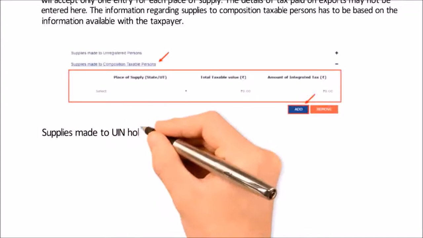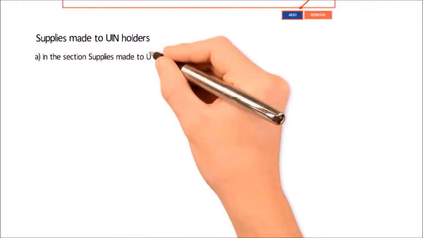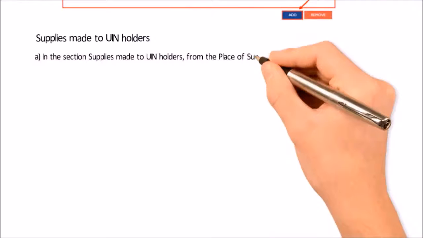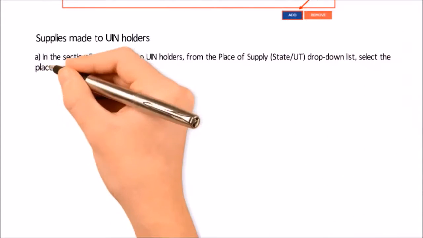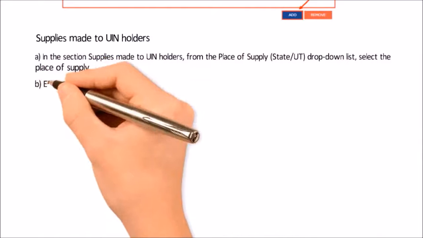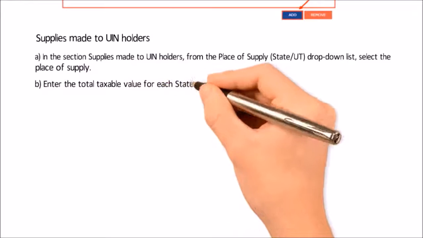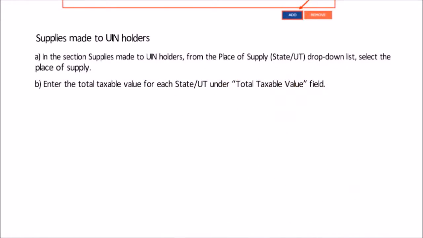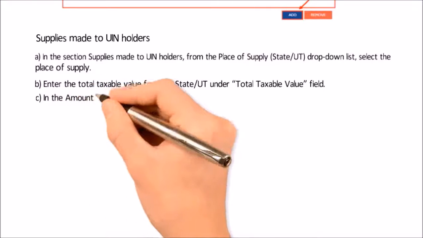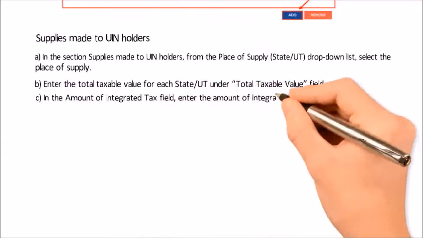Supplies made to UIN holders. A. In the section Supplies made to UIN holders, from the place of supply, state/UT drop-down list, select the place of supply. B. Enter the total taxable value for each state/UT under total taxable value field. C. In the amount of integrated tax field, enter the amount of integrated tax.